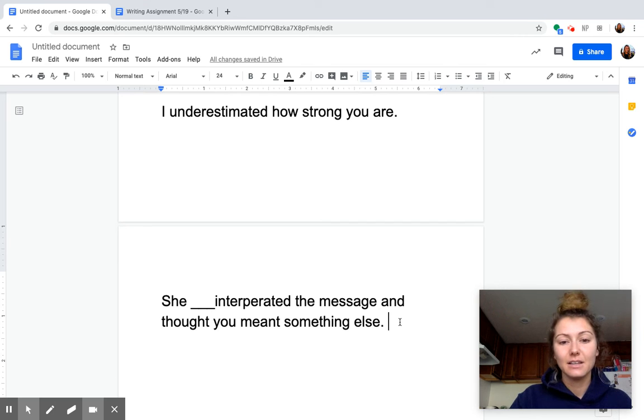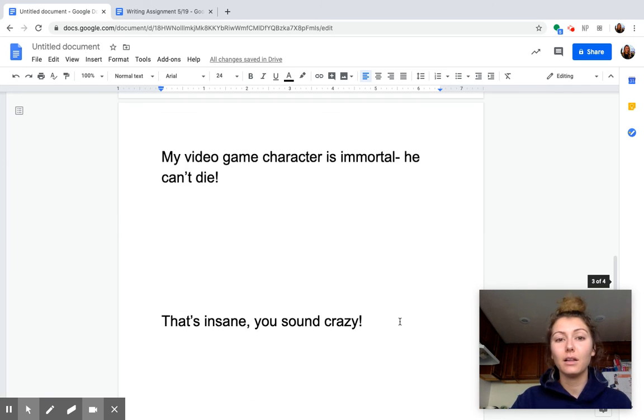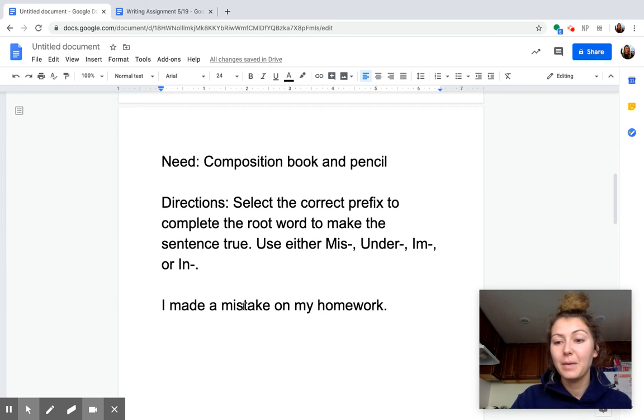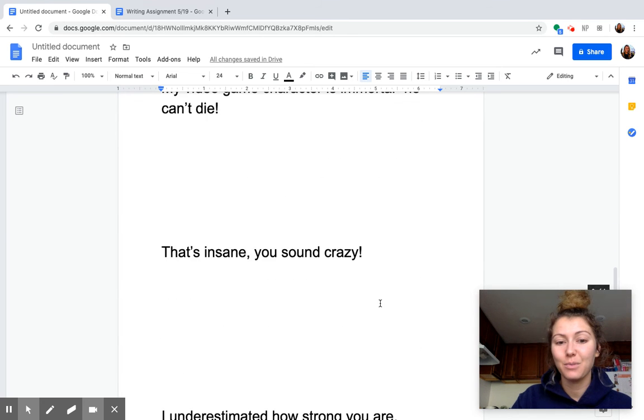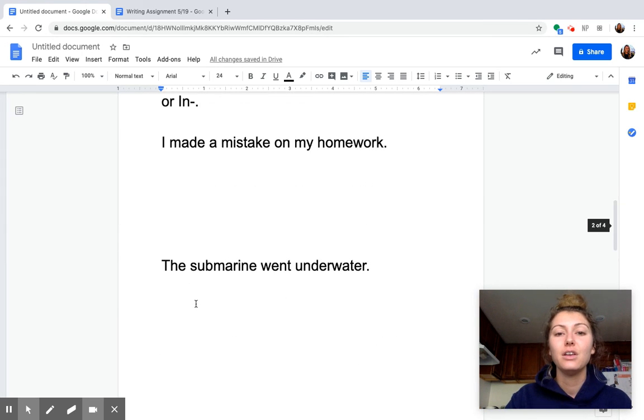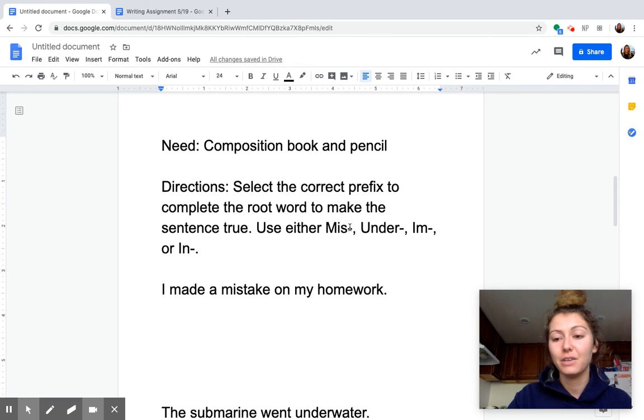Next sentence. It says, she blank interpreted the message and thought you meant something else. This one's a lot like our homework example. We made a mistake on the homework. She wrongly understood the message. Interpreted means to understand correctly, but we know that this is a wrong understanding, a wrong interpretation. So we actually can use the prefix miss.